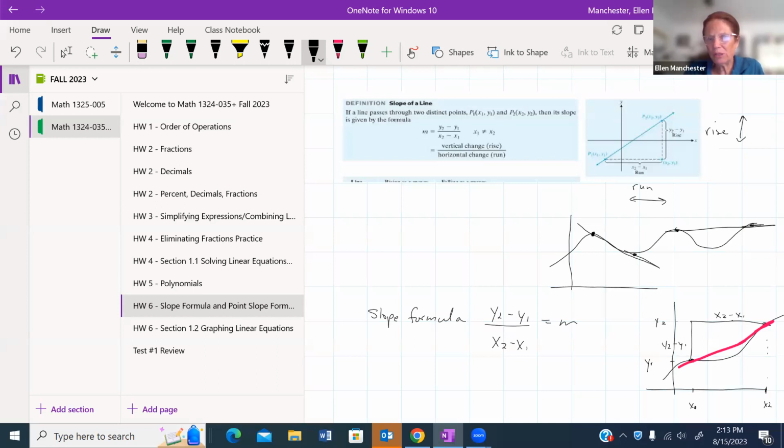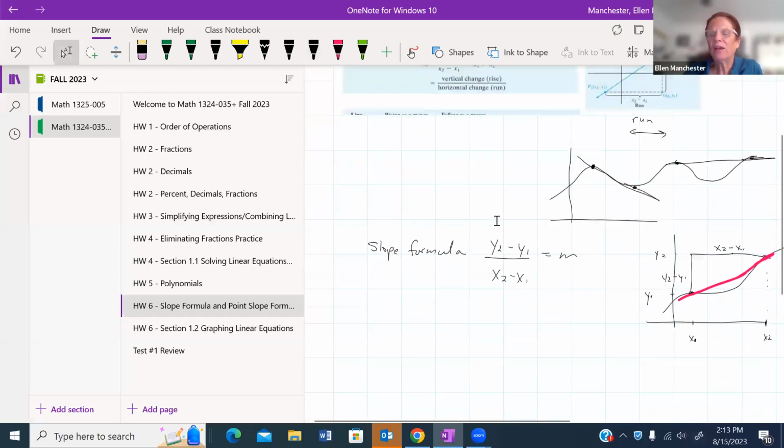The only caveat is our X's cannot be the same. If they were the same, then we'd end up with X is 0, right? Which means you can't have 0 on the bottom of a fraction, okay? So it's how the rise changes, vertical change, and how the run changes, horizontal change, okay? That is how you find slope. That's your slope formula, the difference in Y's over the difference in X's.